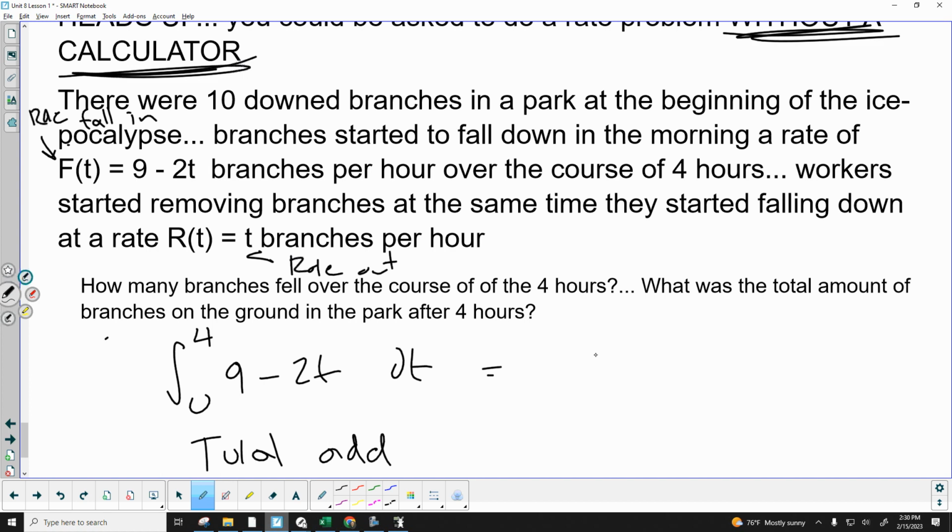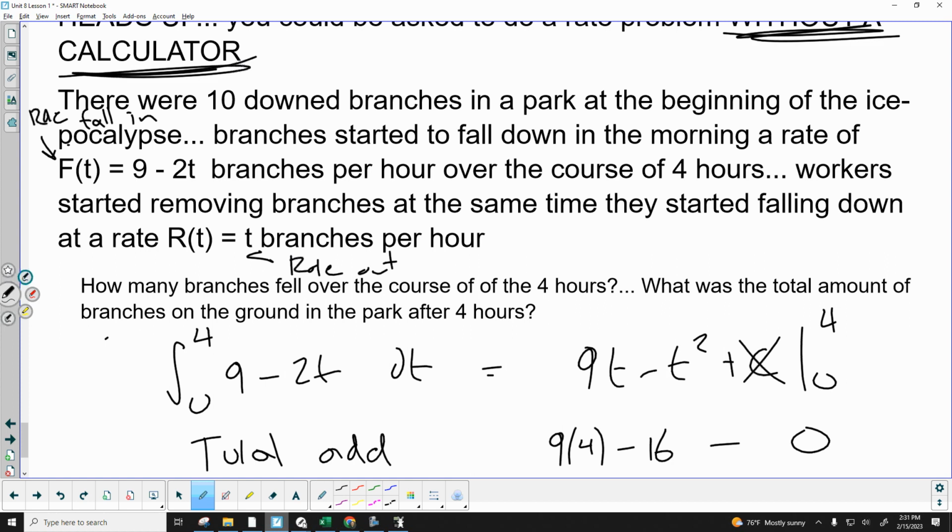You need to find some expression for the total amount that has fallen down. You need to take the antiderivative, 9t minus t squared. Yeah, there's going to be a plus c, but you'll find the total amount that has fallen down after 4 hours. You actually know what c is. It's 10. Subtract 0, 36 minus 16, 20 branches fell down. So, guys, all we just kind of experienced is a different type of question that looks different, but it's really the same as what we've done before.